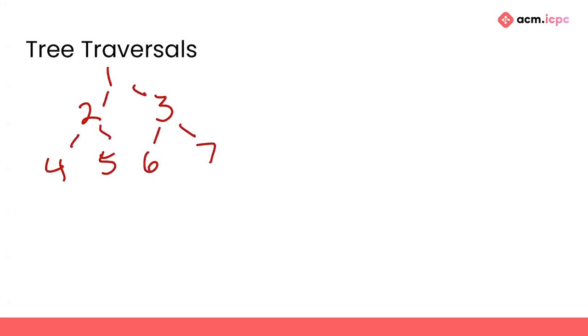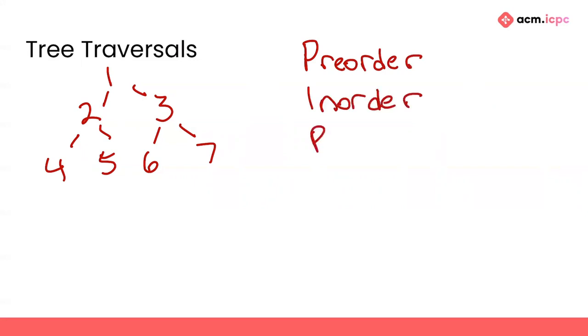Now, can someone remind me what kind of tree this is? Binary tree, correct. It's not a binary search tree because it doesn't have that special property where 1 is greater than everything on its left and less than everything on its right. It's just a regular binary tree. And when we have regular binary trees, we can do these special types of traversals. They're called pre-order, in-order, and post-order.